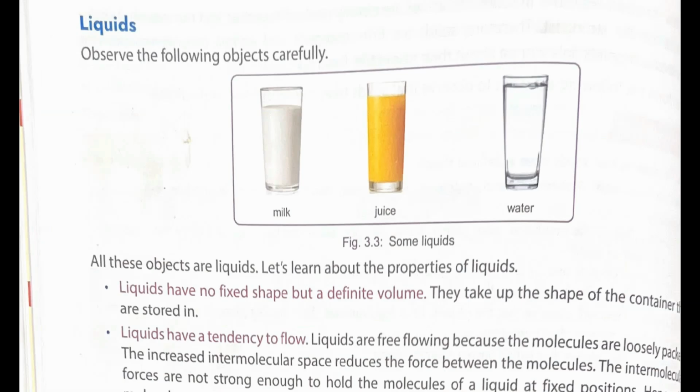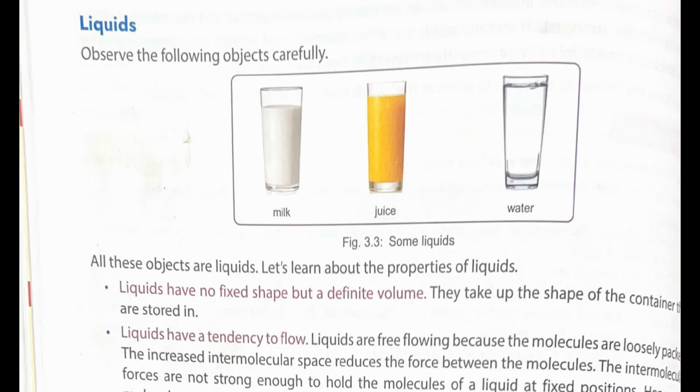Now let's talk about liquids. Now observe the following objects carefully: milk, juice, and water. All these objects are liquids. So let us learn about the properties of liquids. Liquids have no fixed shape but a definite volume. They take up the shape of the container they are stored in.